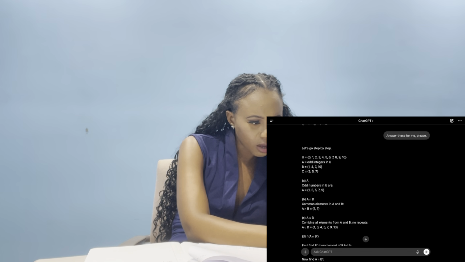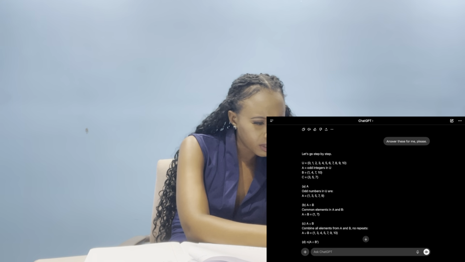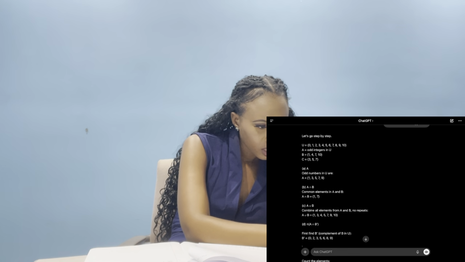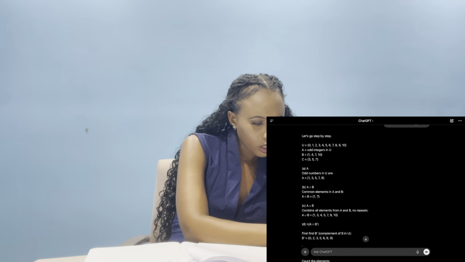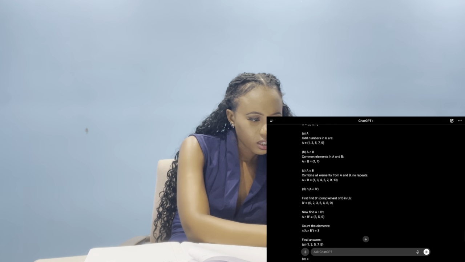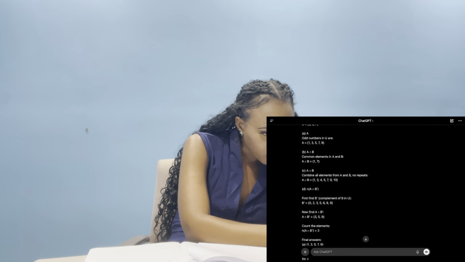A intersection B is the common elements in A and B, so the elements that A and B have in common. They both have 1 and 7 in common. A union B is combine all elements from A and B, no repeats, so if we see them twice, don't put them twice. Okay, so n of (A intersection B) complement. First find B complement, so complement of B in U.